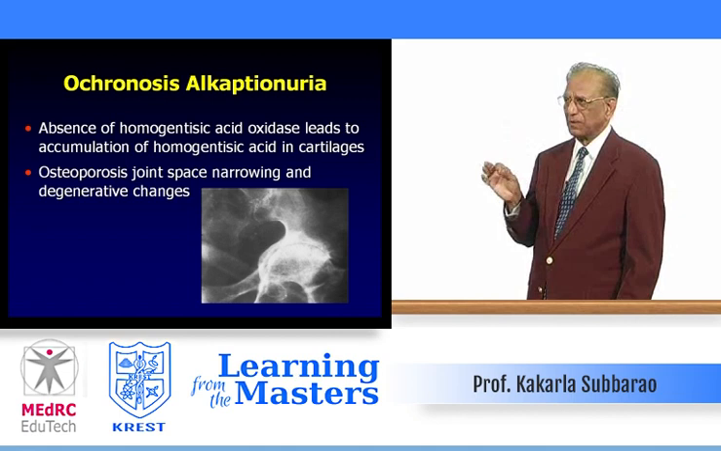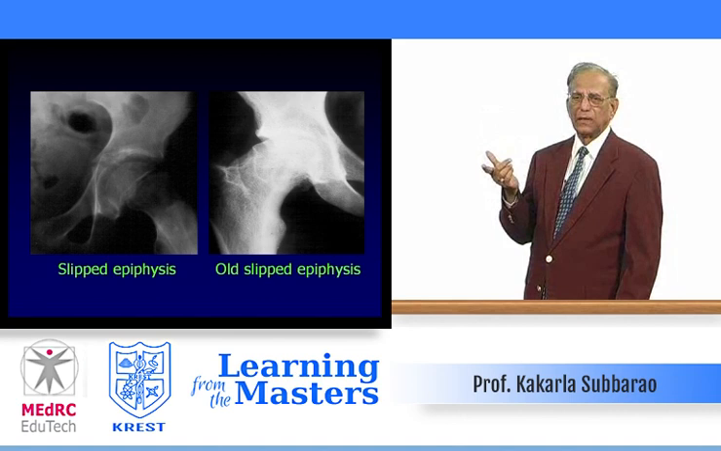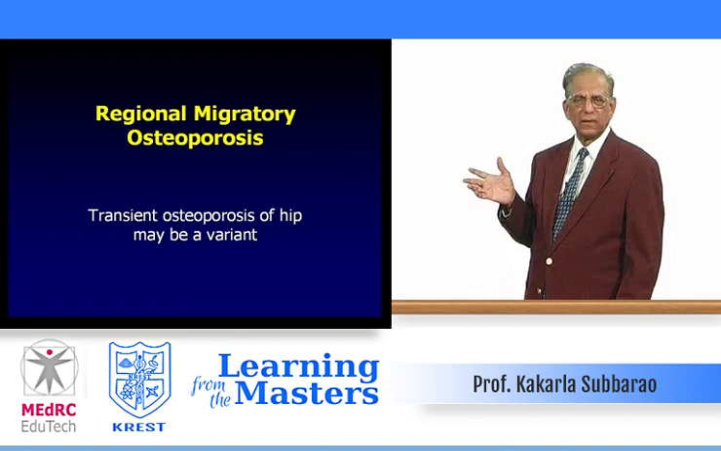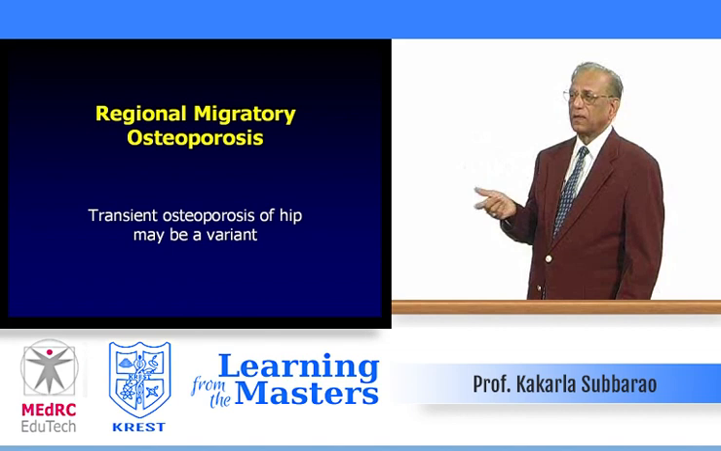Slipped epiphysis is easy to diagnose. Old slipped epiphysis shows a marked deformity of the head and neck of the femur. These always have a history of previous trauma. There are two conditions called regional migratory osteoporosis. It is idiopathic again. Spontaneous regression is known. Just osteoporosis localized to the hip joint, the acetabulum, the iliac bone, as well as the head and neck of the femur. And there is transient osteoporosis of the hip also.